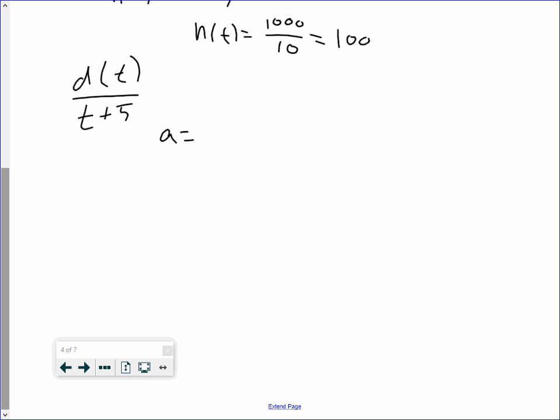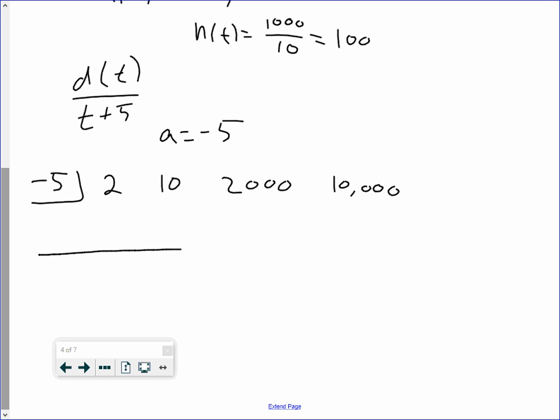So D of t divided by t plus 5, where a would equal negative 5. So I can do synthetic division with this a term. So a will be negative 5. That's in the top left corner. And I'm going to list out the coefficients of my D of t. So in this case, 2, 10, 2,000, and 10,000.